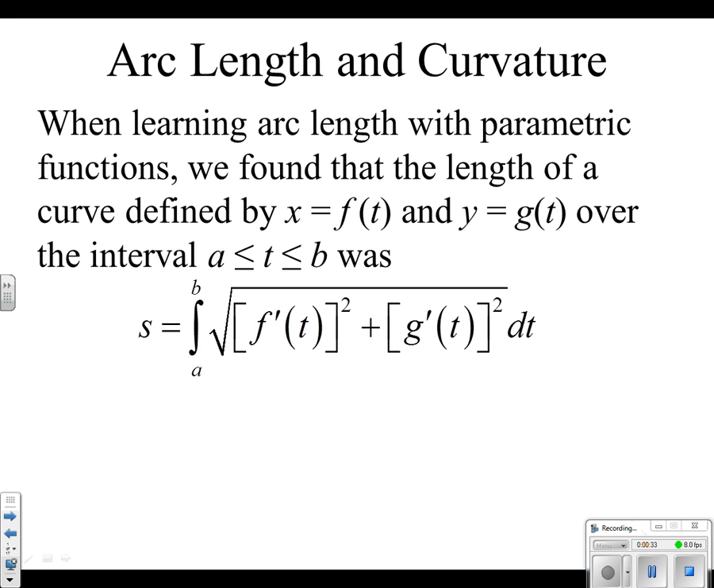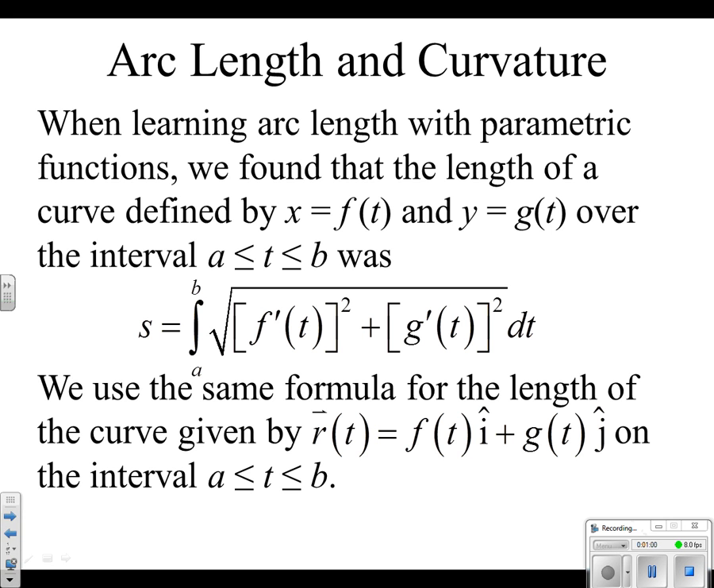again in parametric, x is given as a function of t, y is a function of t. The formula we used was s equals the integral from a to b, where a and b were those t values, square root of f prime of t squared plus g prime of t squared. So we took the x equation, squared it, took the y equation, squared it.